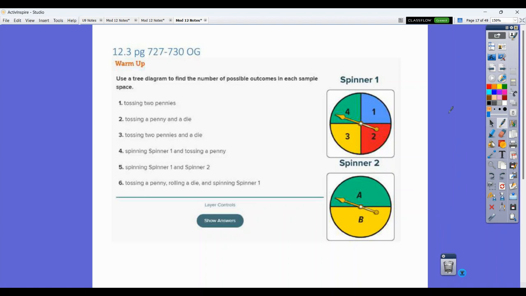12.3 is geometric probabilities. We're going to start talking about some geometry involved with this probability here today. Before we get to that, we're going to talk about using a tree diagram to find the number of possible outcomes in each sample space.